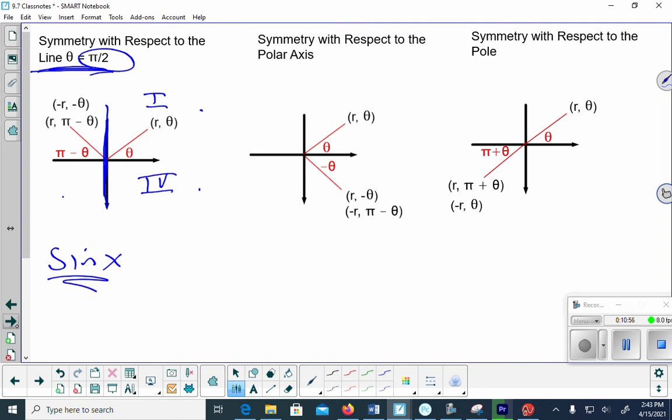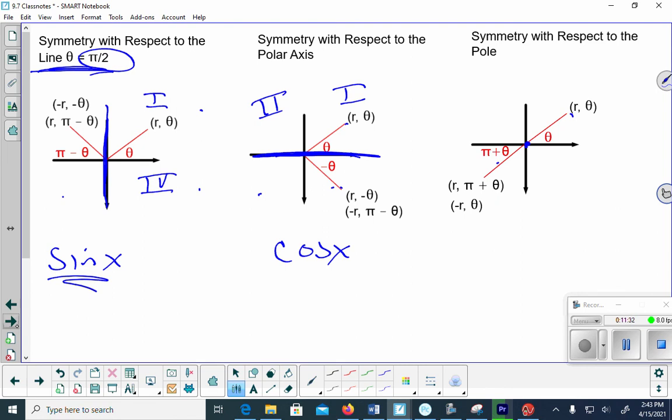Symmetrical with a polar axis. Remember, this is the polar axis, what in the rectangular coordinate system would be the x-axis. That means that this will map over to this, which means if I want a complete curve, I only have to graph points from the first and the second quadrant, and those points would map below that polar axis. The trig function that is symmetrical with respect to the polar axis is going to be the cosine function.